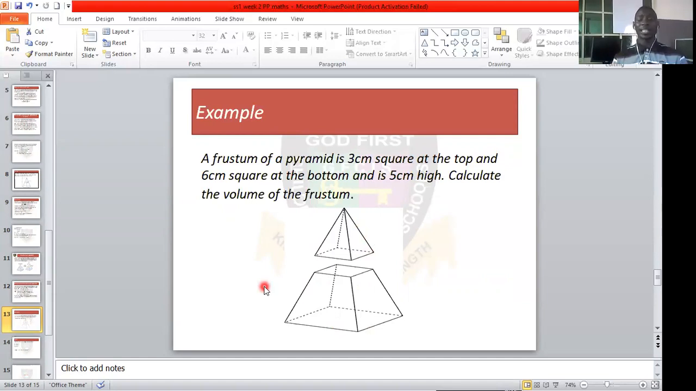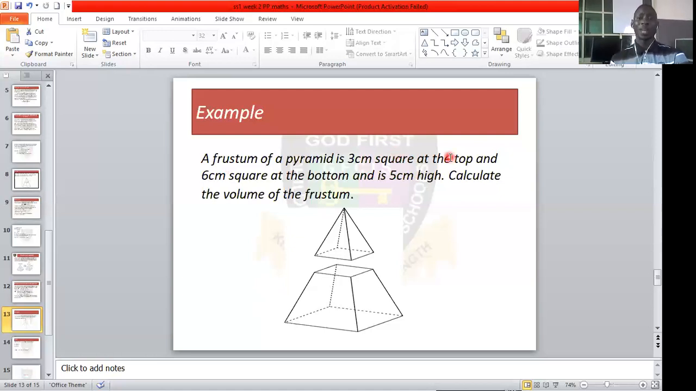I told you earlier that a pyramid can have a base which is rectangular or square. But in this question now, it is a square. The area of a square is length times length, unlike that of a rectangle, which is length times breadth.